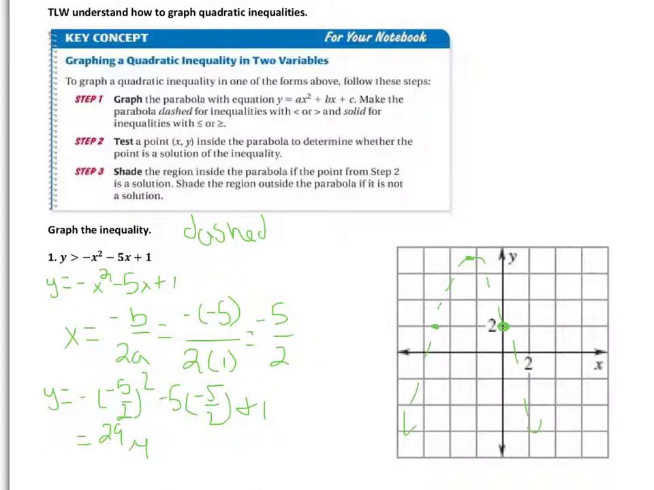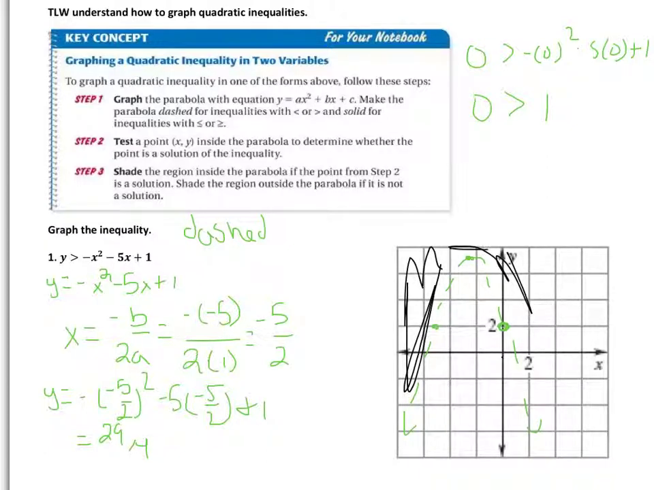Pick a point inside. If 0, 0 is available, plug it in. 0 greater than negative 0 squared minus 5 times 0 plus 1. Is 0 greater than 1? No. So the point we plugged in inside was false, so shade outside. Okay? So let's try another one.